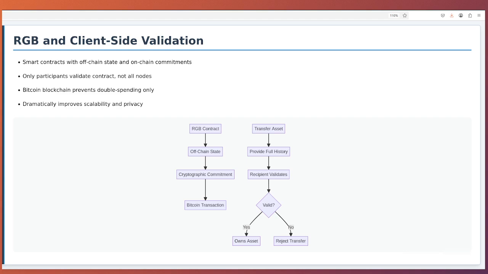When you receive RGB assets, the sender provides you with the full state history proving the asset's provenance. You validate this history yourself according to the contract's rules, confirming all state transitions were valid. If validation passes, you accept the asset. When you transfer it, you create a new state transition, commit it to a Bitcoin transaction, and provide the recipient with the updated history.